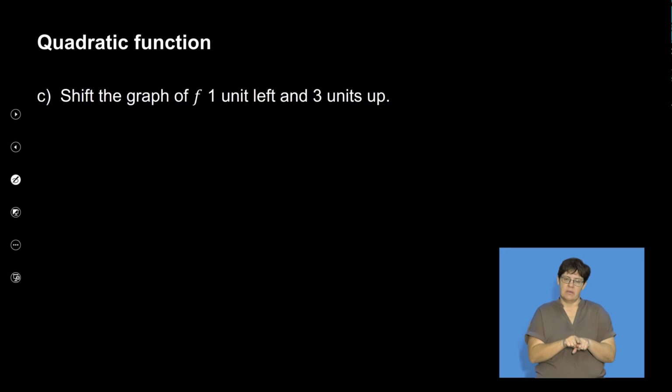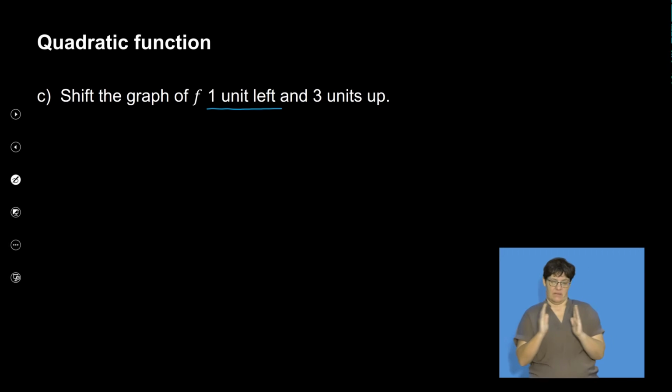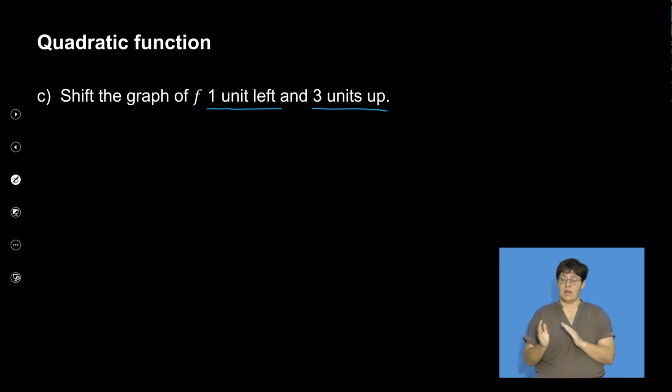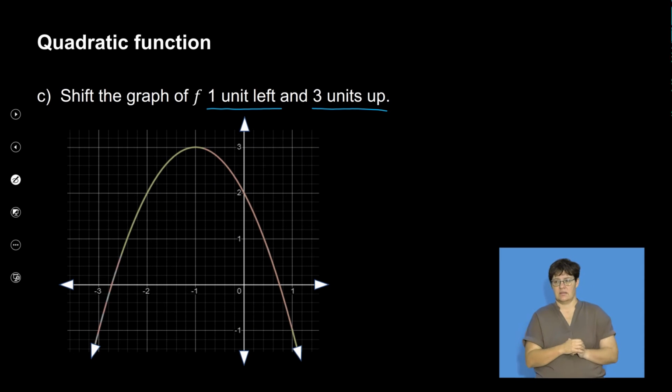And then you will also need to shift the graph 1 unit left and 3 units up. So just to go back to what we had, remember that the graph was turning at (0, 0). Firstly, you shift it 1 unit to the left, so it will now be turning at (-1, 0). And then after doing that, you shift it 3 units up, so it will be at (-1, 3). Therefore, my turning point will be at that point there.